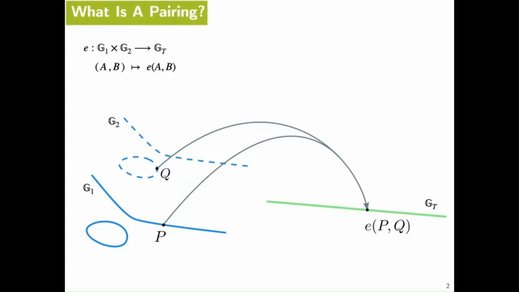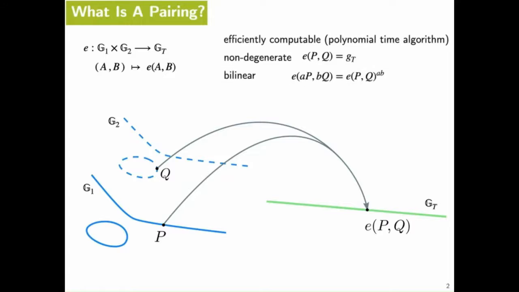This doesn't say much about a pairing. What actually makes pairings interesting are 3 main properties. First of all, they should be efficiently computable, which means the algorithms that we use to implement them should run in polynomial time. Second, it should be non-degenerate, which means that when we do a pairing of 2 points that are not the identity points in the groups G1 and G2, we get a point in GT which is not the identity point. And finally, we have the most interesting property, which is bilinearity.